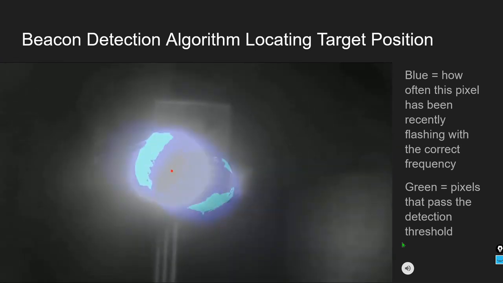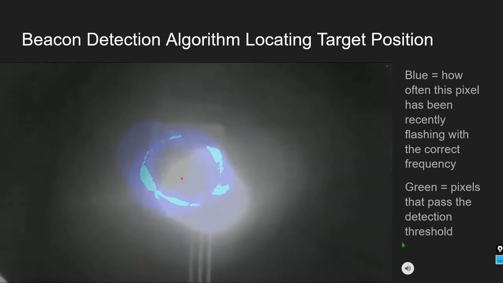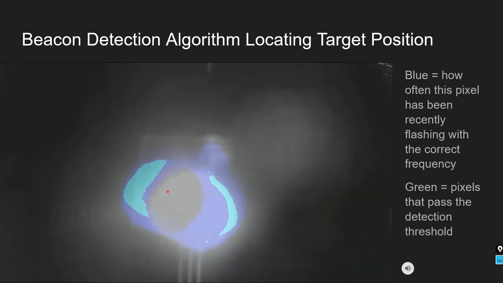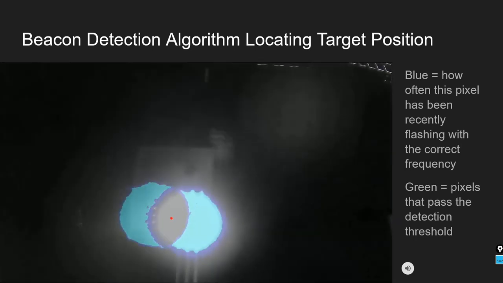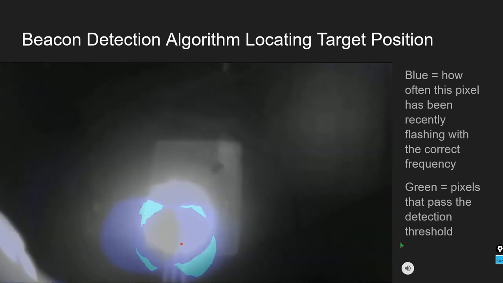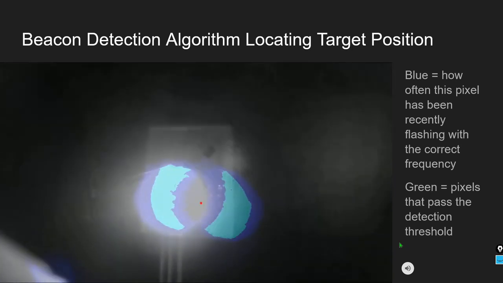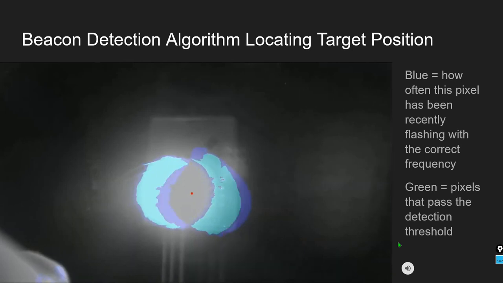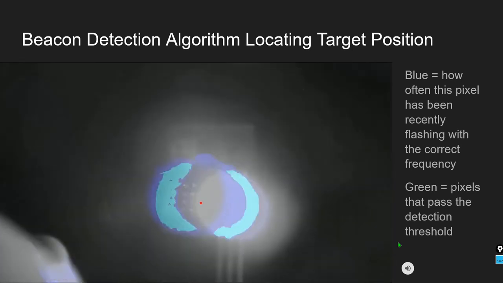Now that we've filtered out all the static light, we look at all of the pixels that have a history of flashing at the correct frequency. Using these pixels, the ones that pass the threshold are considered in an average, and this gives us the estimated position of the beacon.